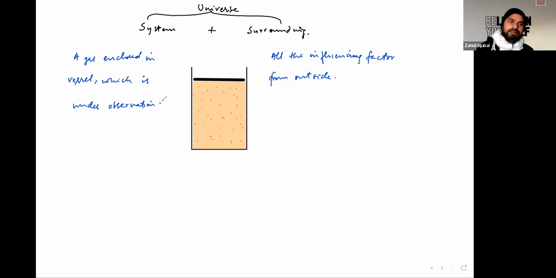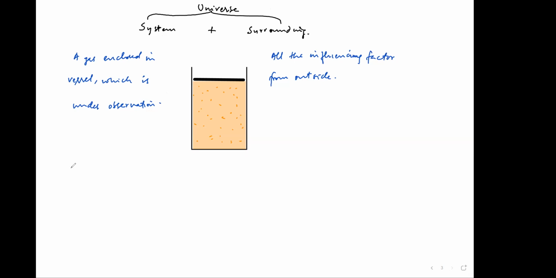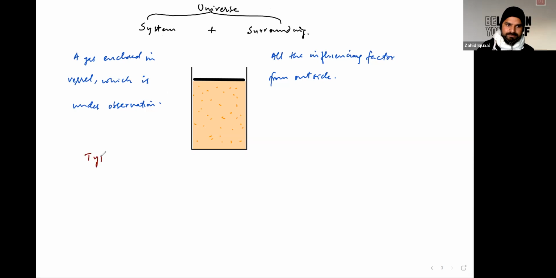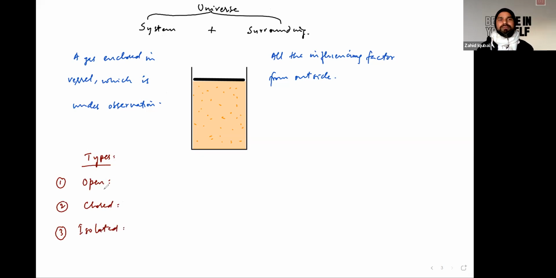Yes, sir. So in general, a system may be of three types. First is open system, second is closed system, and third is isolated system. Do you have any idea what an open system is? No, sir.